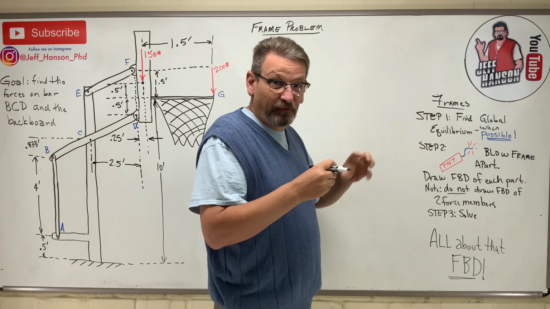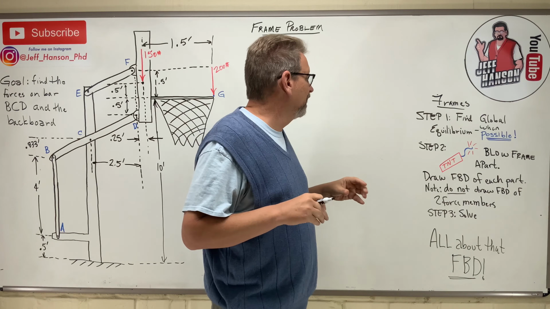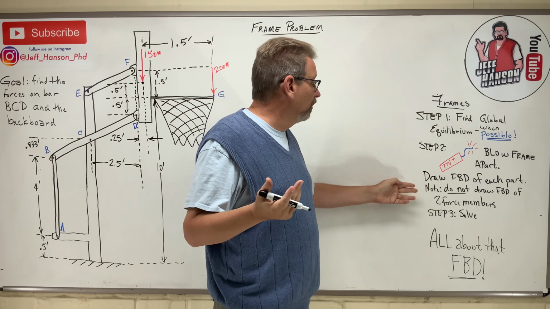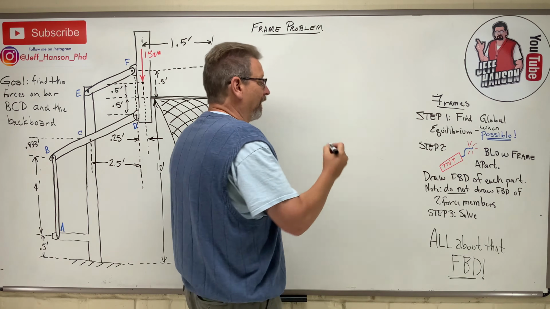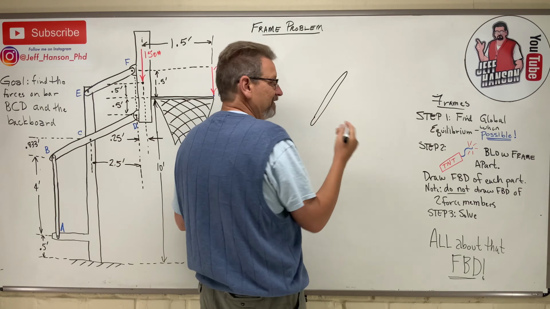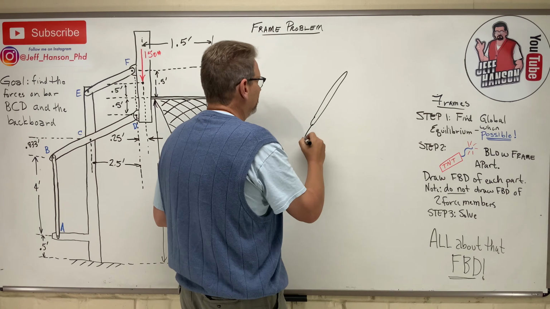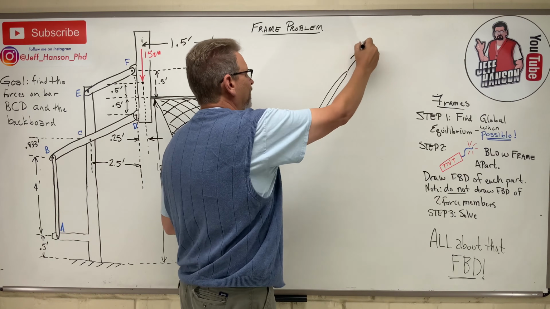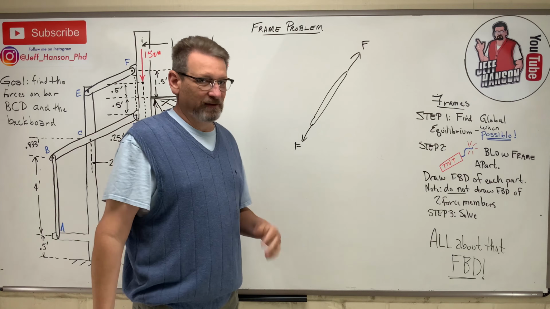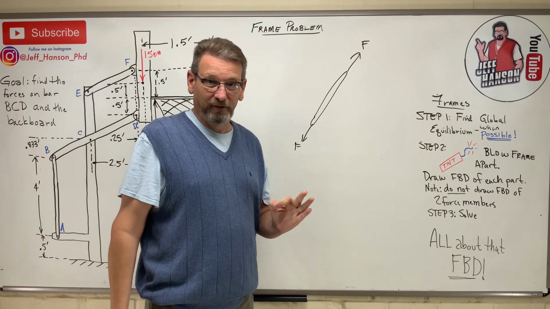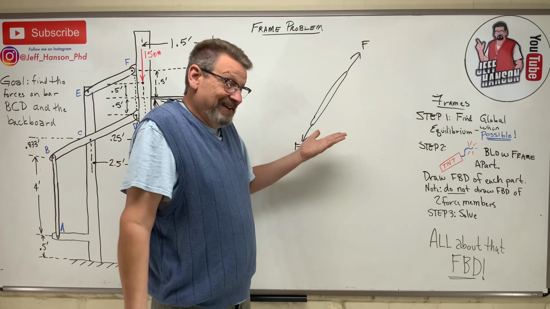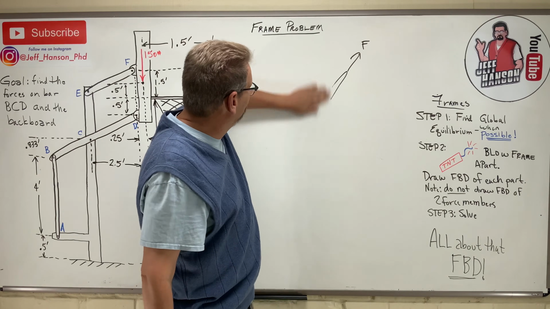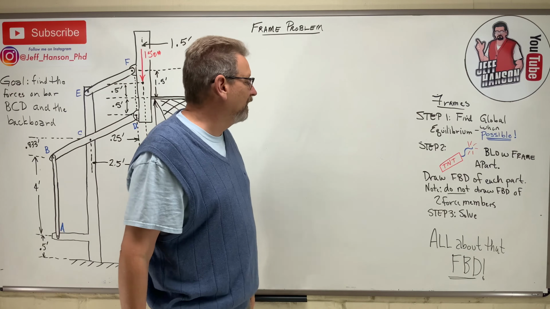Step two, take the frame apart, take all the pieces apart, okay? Draw a free body diagram of each part, but don't draw free body diagram of two force members. Why not two force members? Well, you can't. I mean, it's not like somebody's going to arrest you if you do, but if you draw that, and you have F here and F there, what have you proven? That F equals F. Super helpful, right? So two force members, they don't help us any. So we can avoid drawing free body diagrams of two force members because there's no new info there, okay?